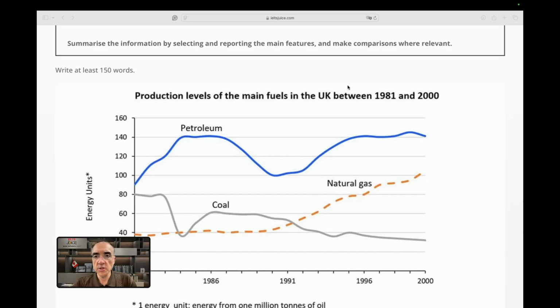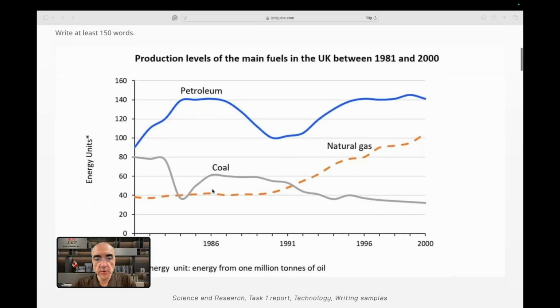The location is just the UK. We're not limiting ourselves to England or Wales. It's the UK, the United Kingdom. And we're also limiting ourselves to a 20-year period from 1981 till 2000. Very good. Yeah, I'm super happy with this.